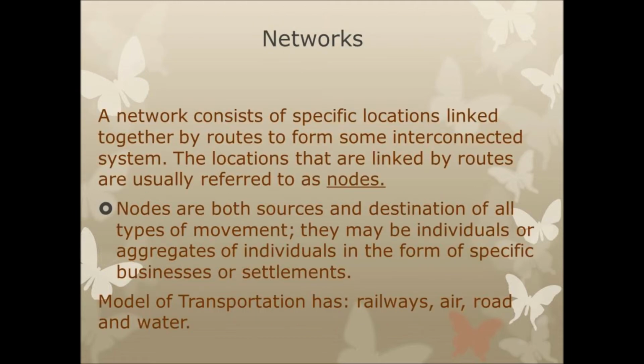A network consists of specific locations linked together by routes to form some interconnected system. The locations that are linked by routes are usually referred to as nodes, and nodes are both the source and destination of all types of movement. They may be individuals or aggregates of individuals in the form of a specific business or settlement. Modes of transportation are railways, air, road, and water.